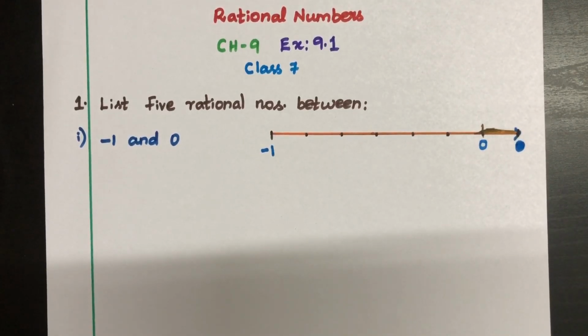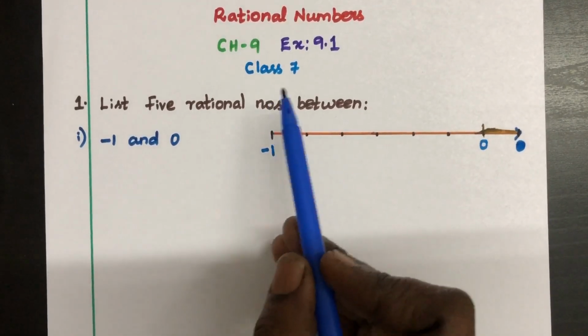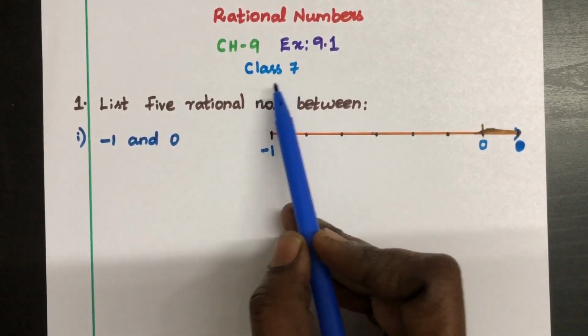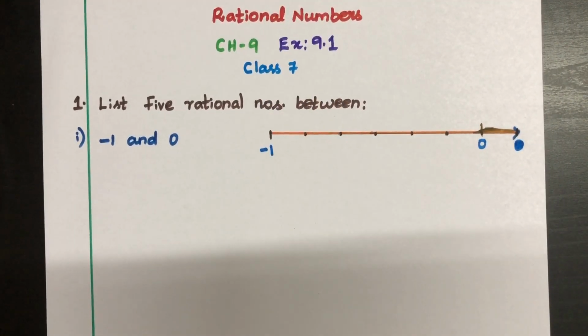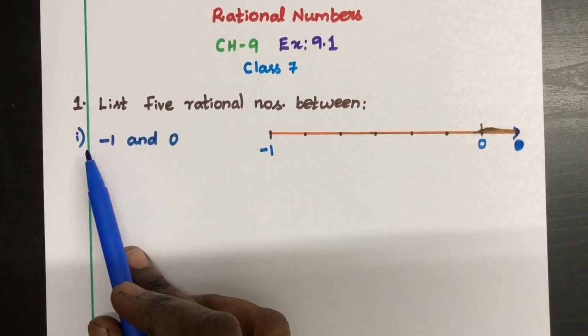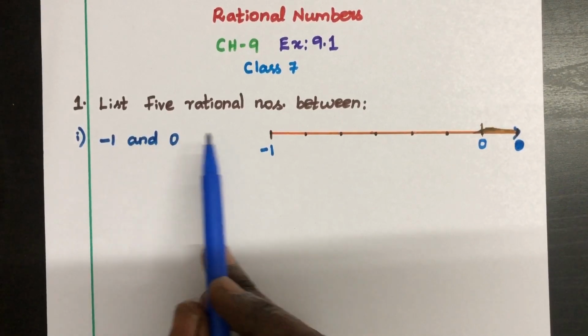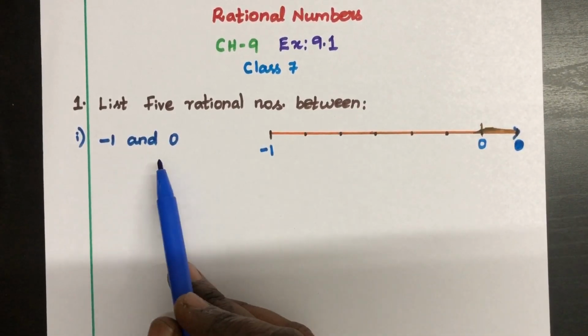Today we are going to learn rational numbers, chapter 9, exercise 9.1 for class 7. Before getting into this video, it's better if you watch the rational numbers introduction video posted already. First question. List 5 rational numbers between -1 and 0.